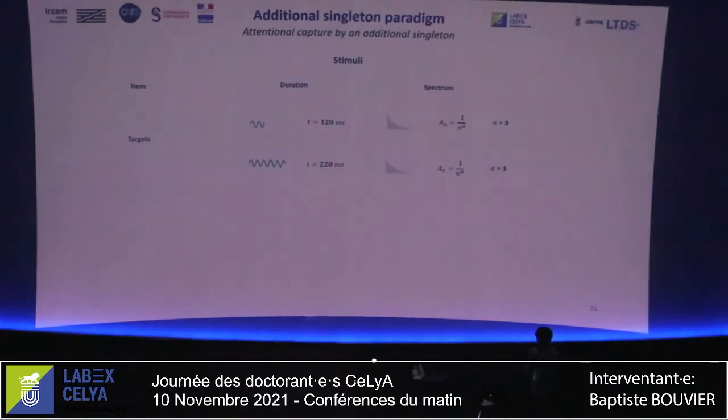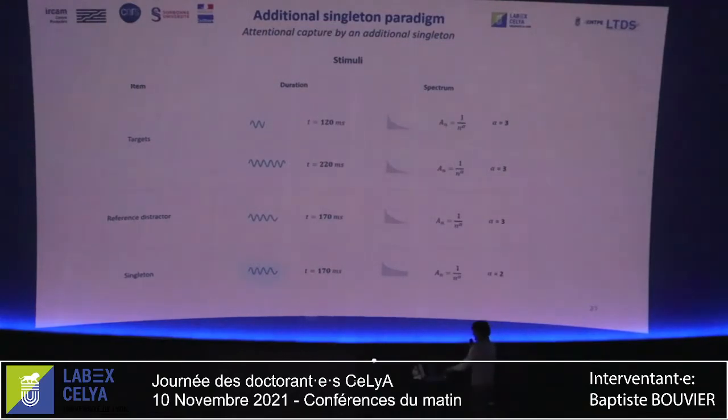And the spectrum was designed to be easily manipulated. All the sounds have the same fundamental frequency. And every harmonic, so you have 21 harmonics, every harmonic has a weight of 1 over n to the power alpha. And we change alpha to change the timbre. So the targets have the same timbre, alpha is equal to 3, exactly the same as for the reference distractor. The only difference is the duration. And so if you look carefully, you see that the short target is 50 milliseconds shorter and the long target is 50 milliseconds longer. And this is the only difference for the targets.